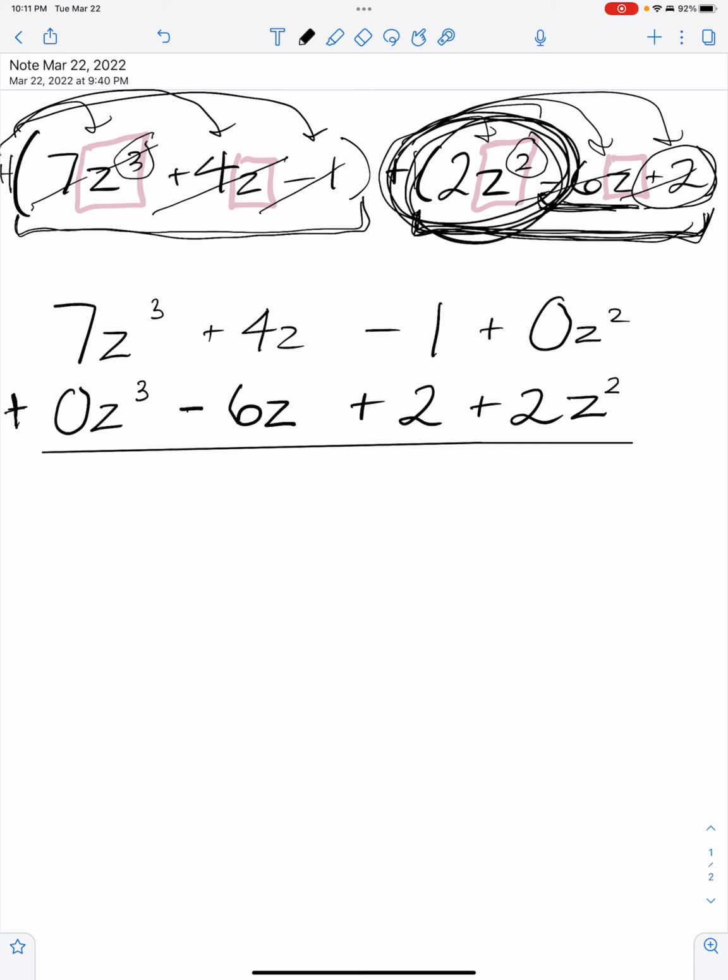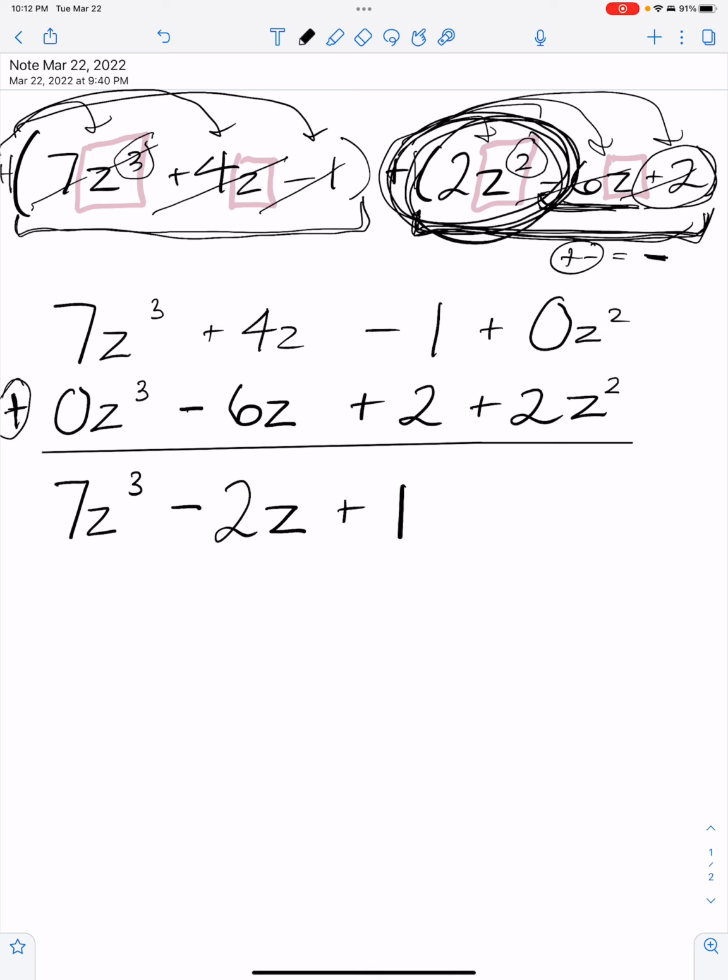So 7z cubed plus 0z cubed, as I said, doesn't change anything, so it remains 7z cubed. Then I have 4z plus minus 6z, and where I get the plus is here, so you're adding them, right? But we know that whenever you see plus minus, it's just really another way of saying minus. So 4 minus 6z is what you could say. We know that's going to give us a negative 2z. Then we have negative 1 plus 2, and that's going to give us a positive 1.